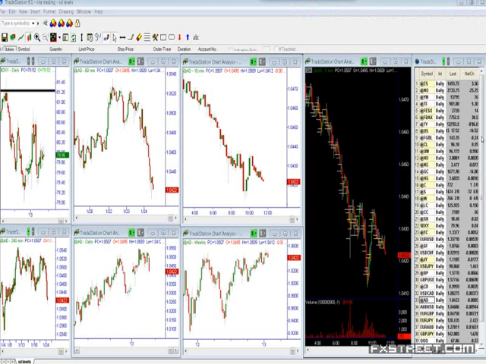All right, let's take a look at the Aussie here. You can see on the daily, obviously we've had a big drop. We've wiped out a ton of demand there.